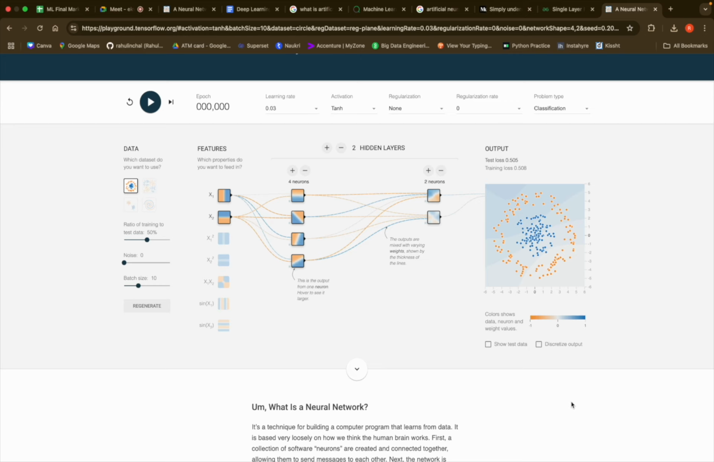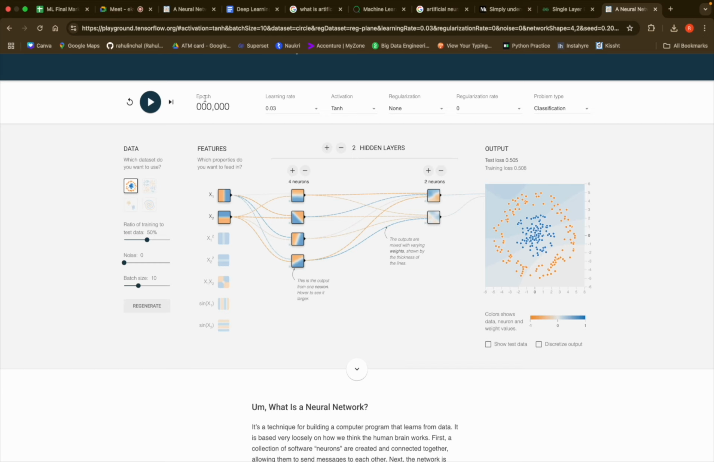Before going further, let us try to understand what all is happening on this page. First, this is the run button. Once we have decided all the parameters here, we'll try to run this. Now, the first thing: epoch. What do you mean by epoch?